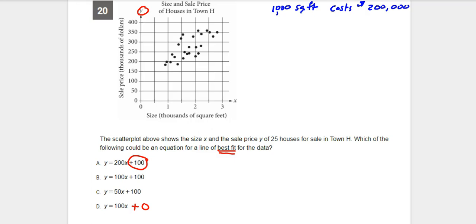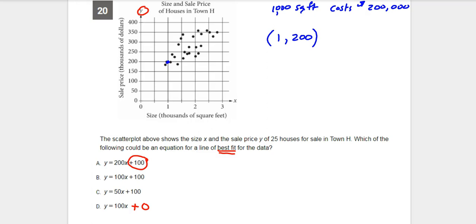And I want to get the slope. So if I pick a couple points, let's roughly pick a point somewhere in here that represents a 1,000 square foot house, $200,000 cost. And then I pick another one, maybe right over here.